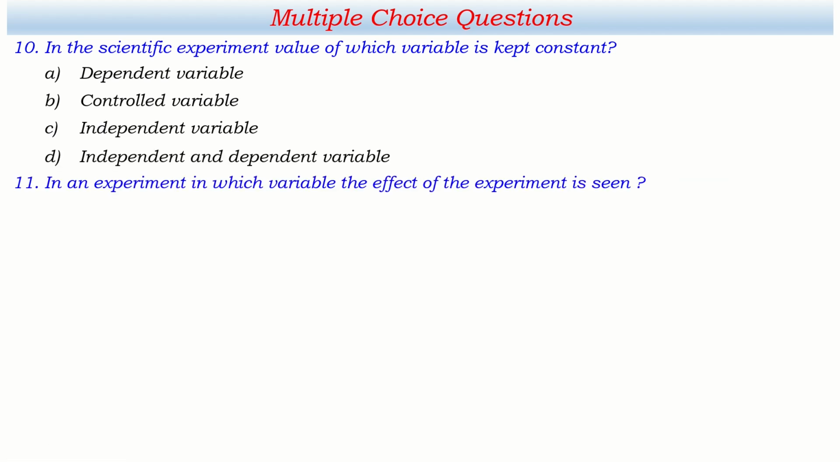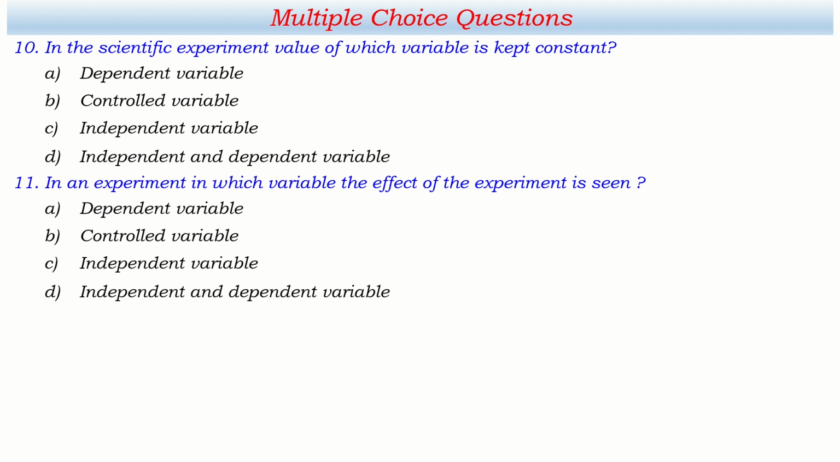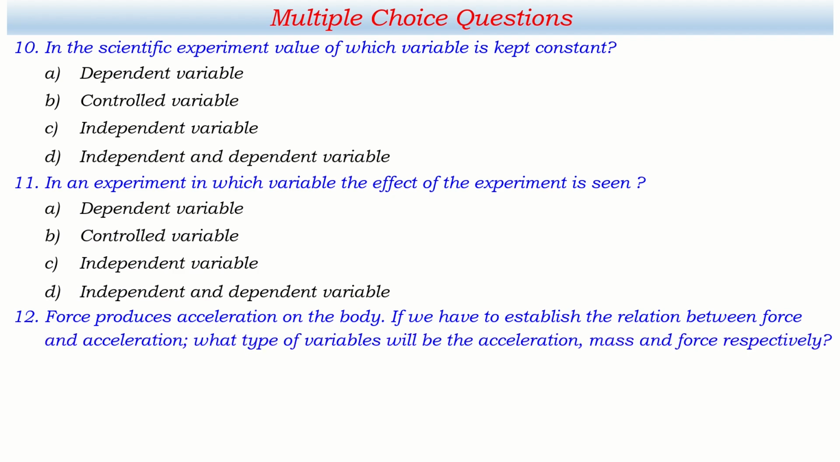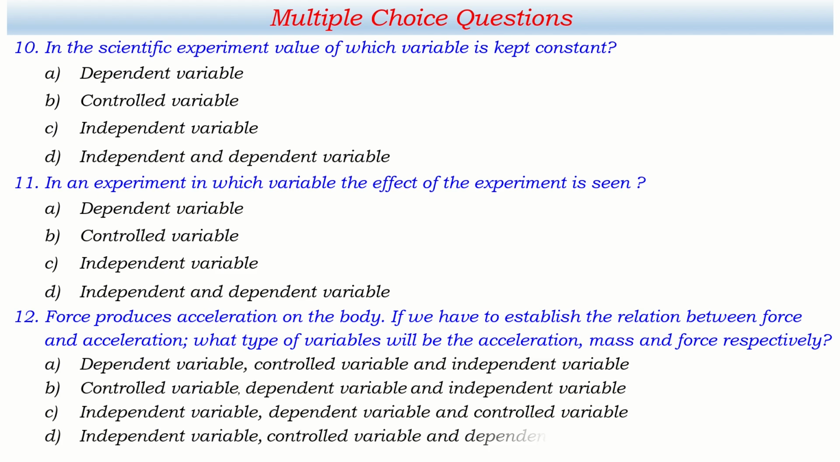Now these are the variables given. In an experiment, in which variable is the effect of the experiment seen? These are the variables given. And force produces acceleration on the body, we know. If we have to establish the relation between force and acceleration, what type of variable will be the acceleration, mass and force respectively? These are the given options.